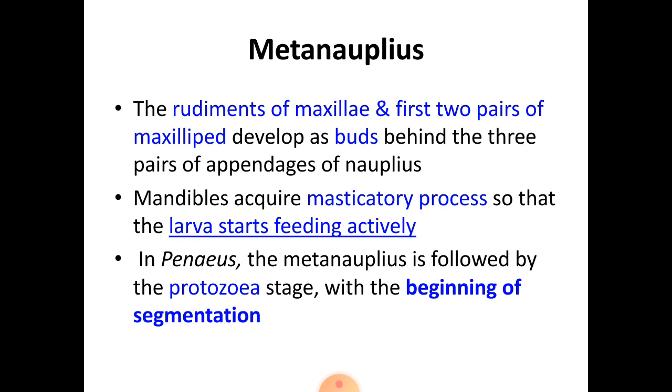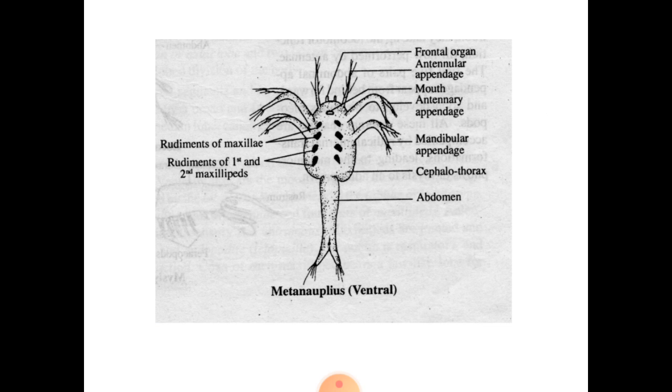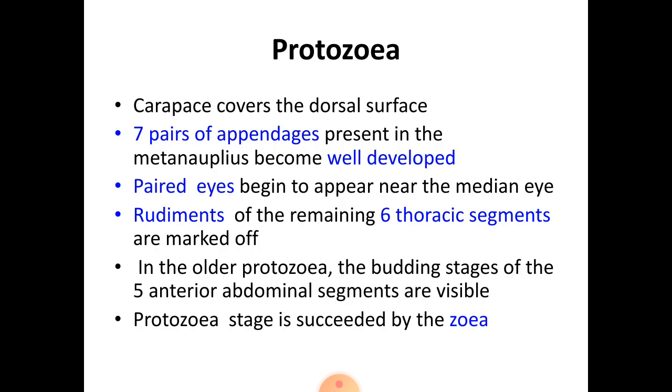In Penaeus, the metanauplius is followed by the protozoea stage, the beginning of segmentation. This is the structure of metanauplius. You can see the frontal organ and the rudiments of the first and second maxillipeds and maxillae.